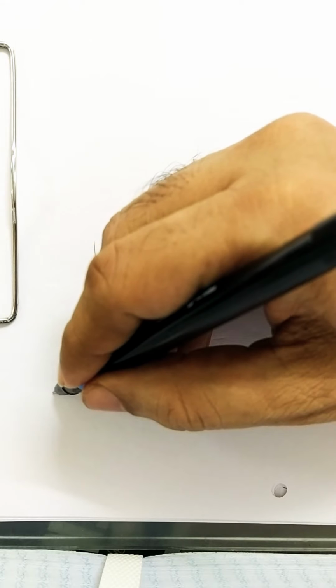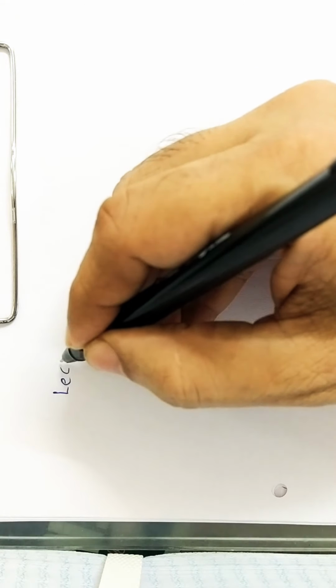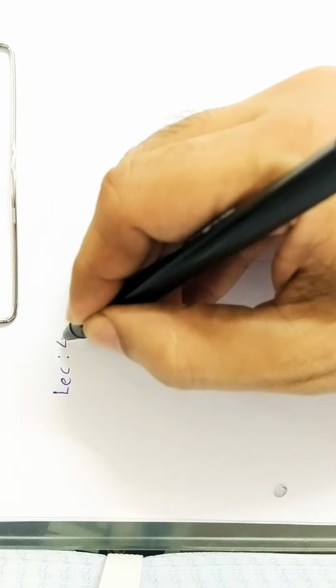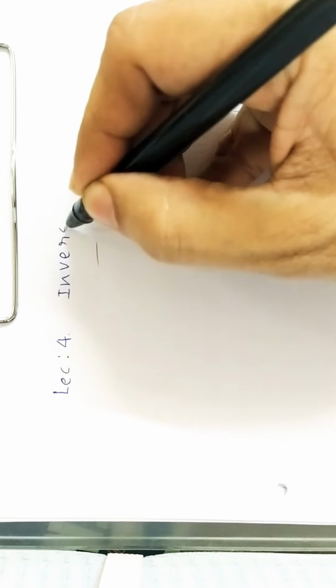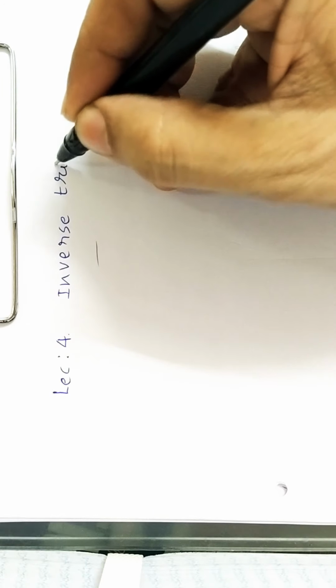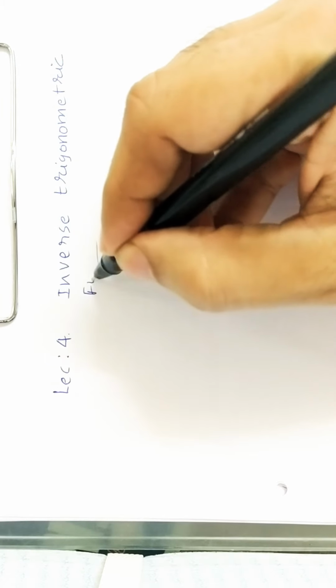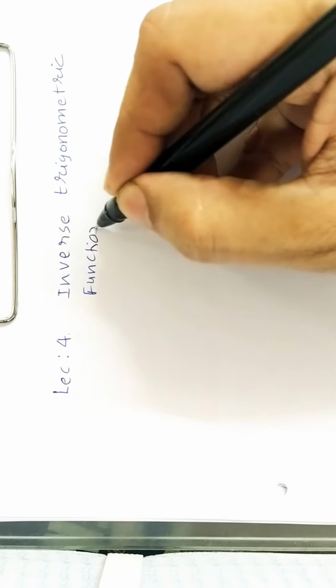Dear students, this is lecture number 4, Inverse Trigonometric Functions. In this lecture, we will see how trigonometric functions become 1-1 and onto.